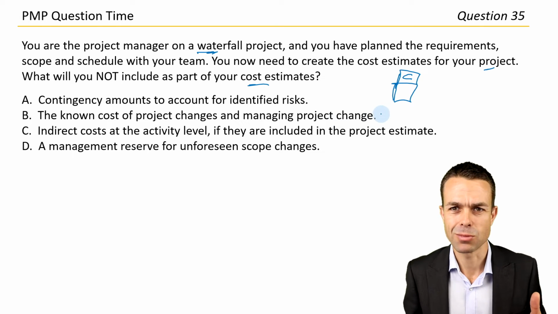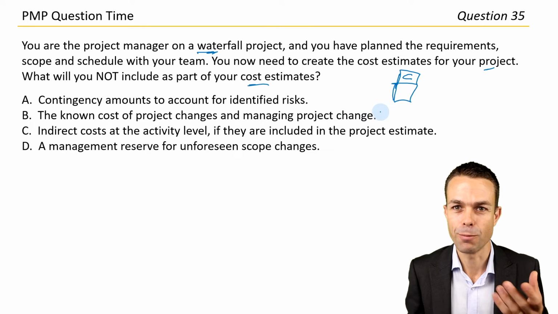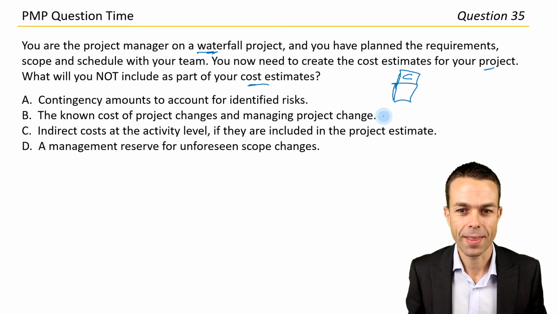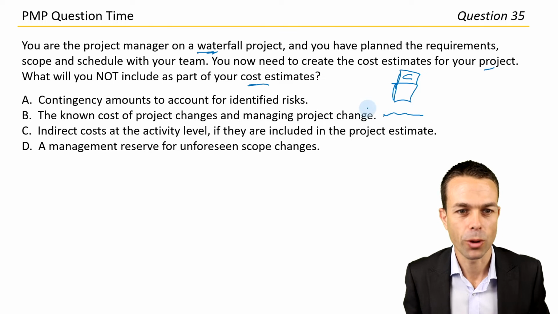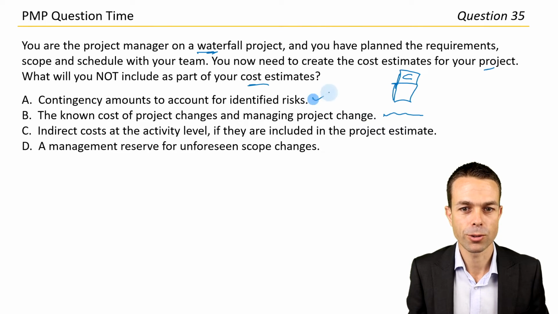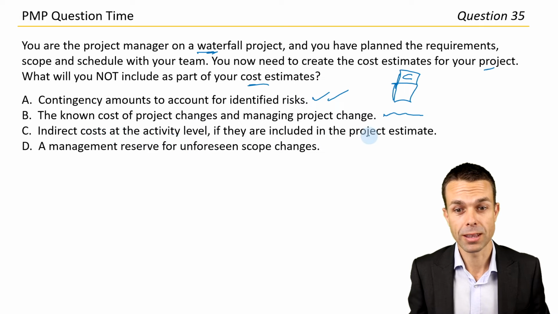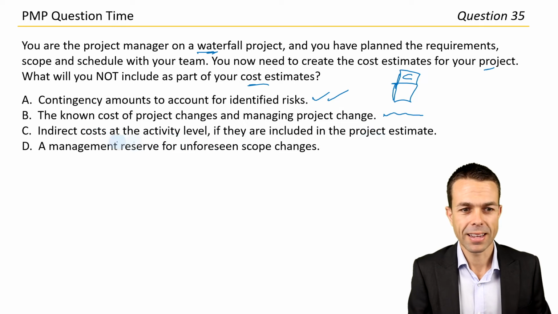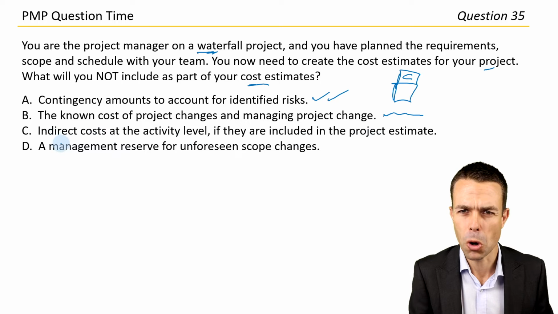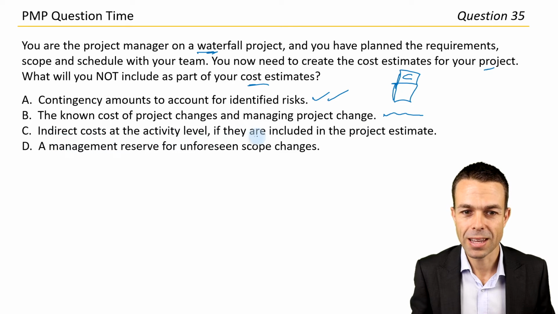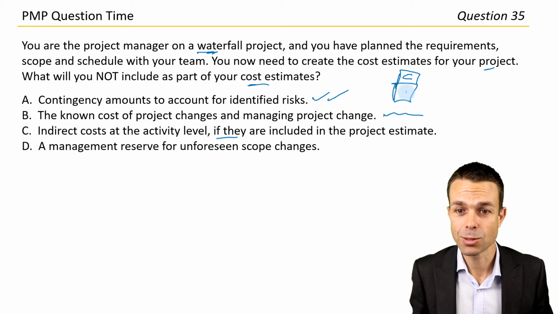I think that actually just comes under the normal process of managing a project. So that's a maybe for now. What are we not going to do? We definitely want to do that. Indirect costs at the activity level if they're included in the project estimate. Indirect costs, I would say no, but if they are included in the project estimate, which is this, then yes.